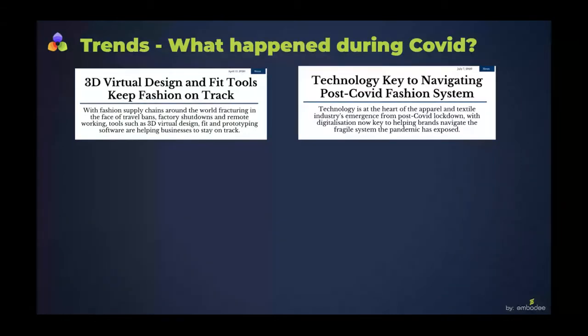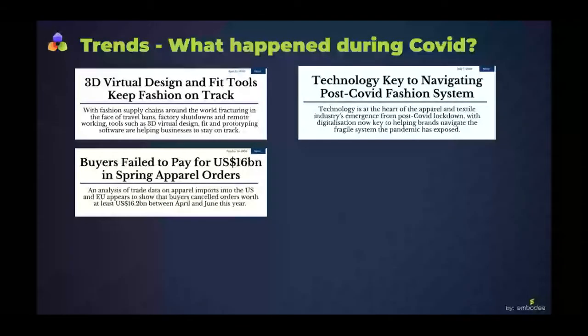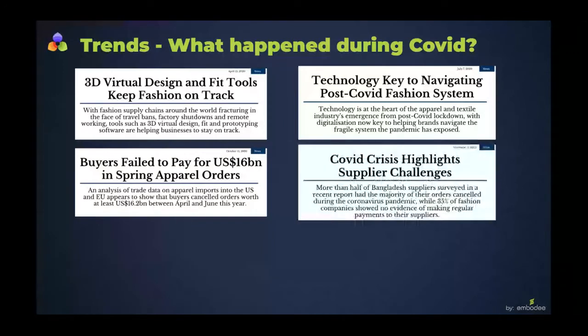Are we really spending that money? I mean, a lot of companies had to scale back their CapEx spending on technologies because of the effect that it had on their business. And later on in October, we see the effect of buyers failing to pay factories and the supply chain. We see, for example, that more than half of the Bangladeshi suppliers surveyed said that the majority of their orders were canceled, and over 35% of the fashion companies have shown no evidence of paying their suppliers. Some troubling pieces of information there.